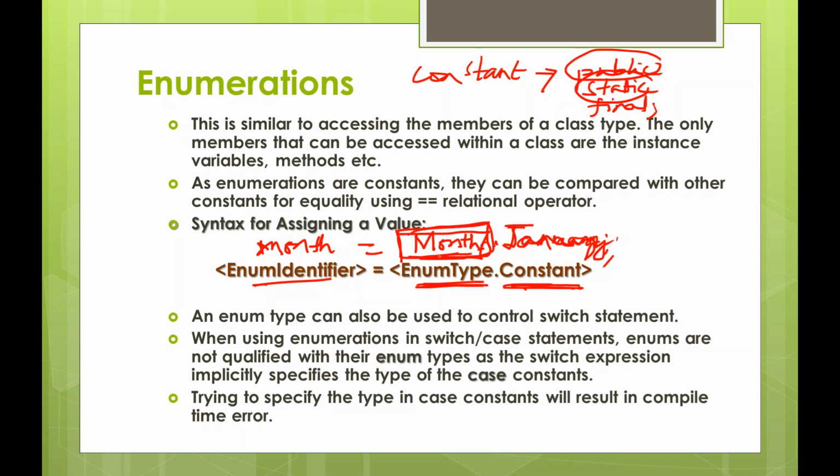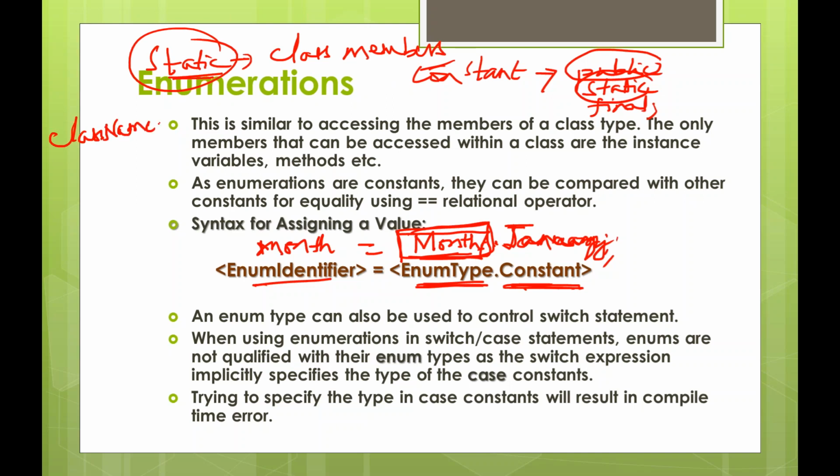I hope all of you have understood whatever we discussed before about static. They define class types or class members. Static, they define class members. So how can you access any static member? Class name dot member.